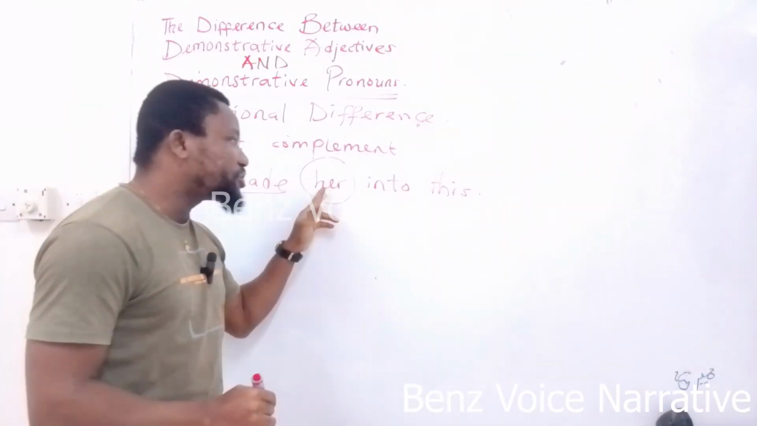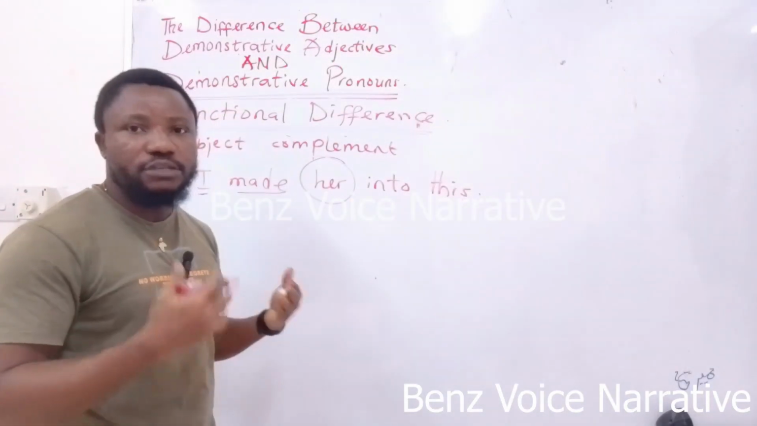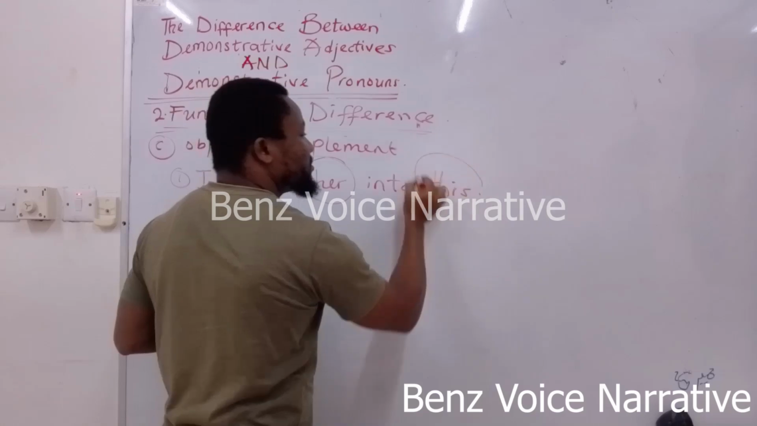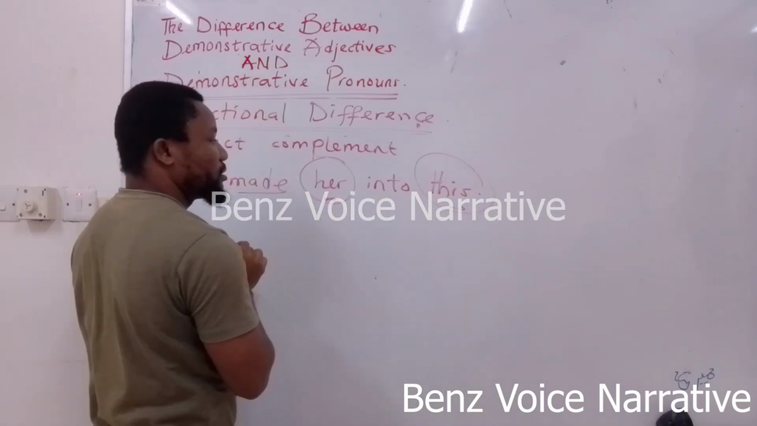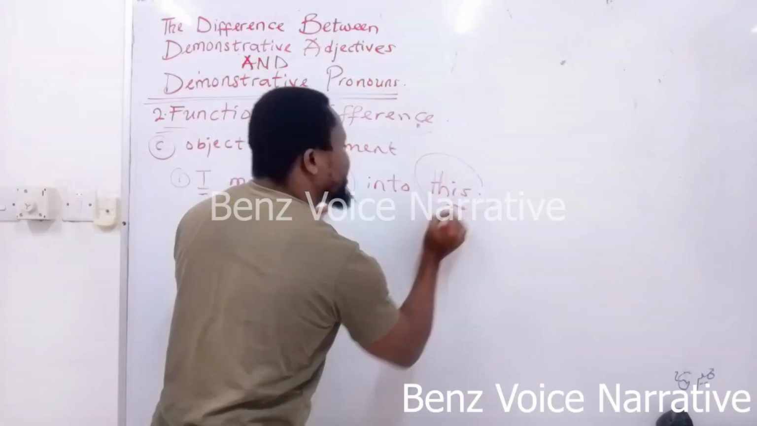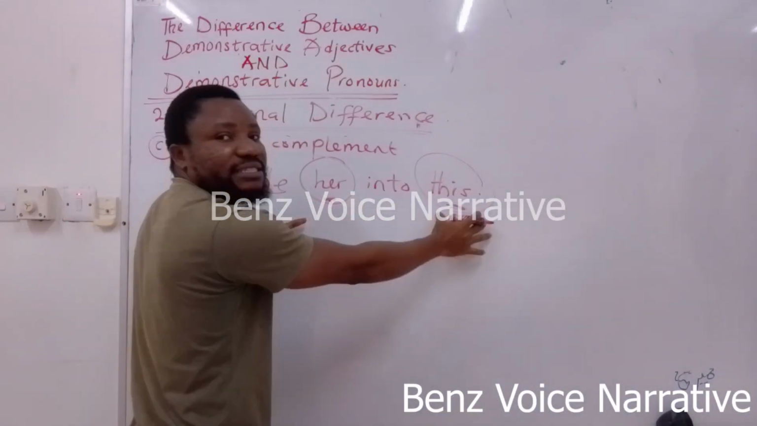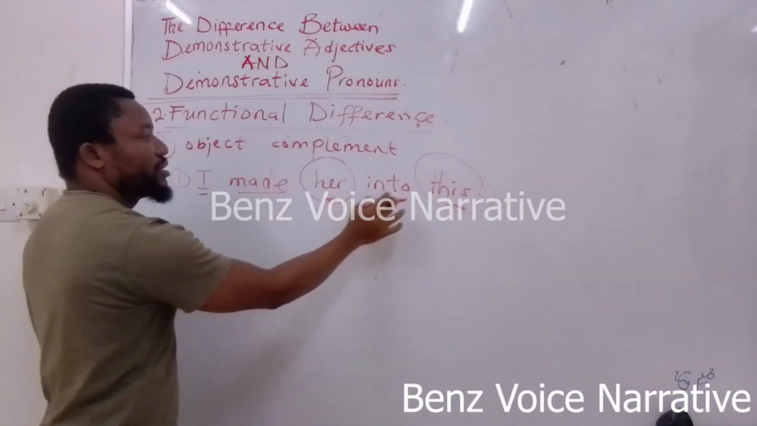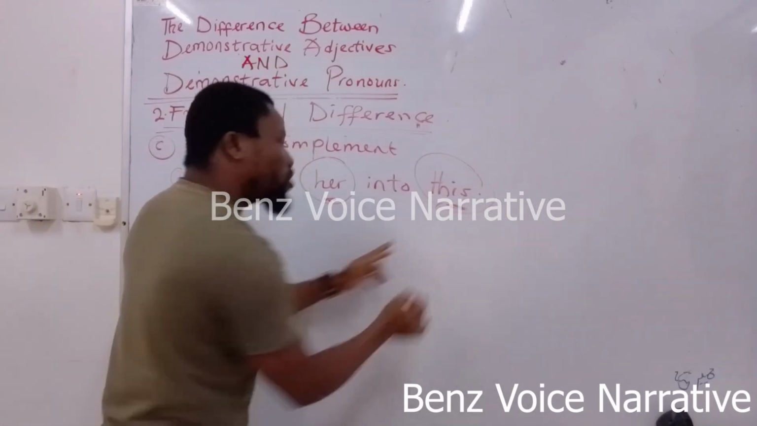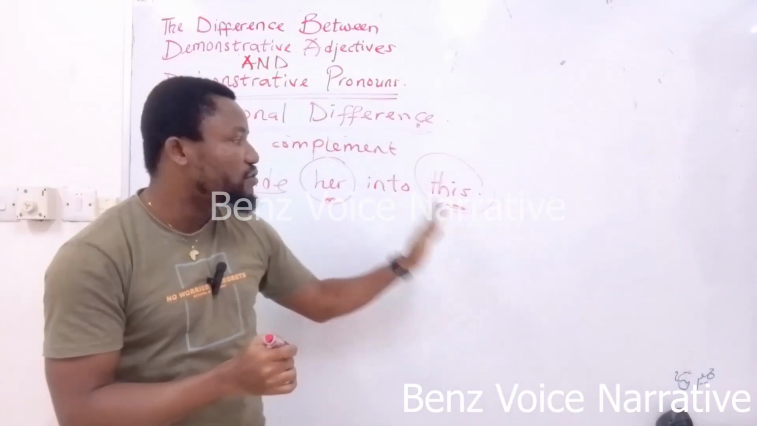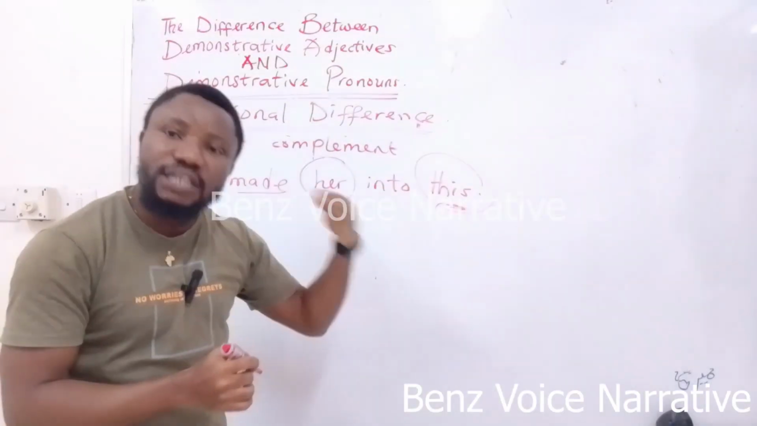What have I made this person into? What have I made her to become? She shall become this. So this is the same thing as her. Her is the same identity as this. I made her into this. Okay, so this is not a demonstrative adjective. Rather, it is simply a demonstrative pronoun.